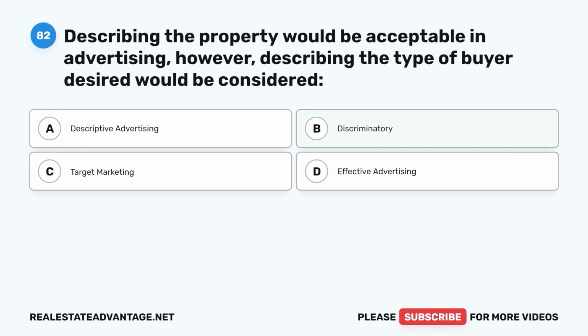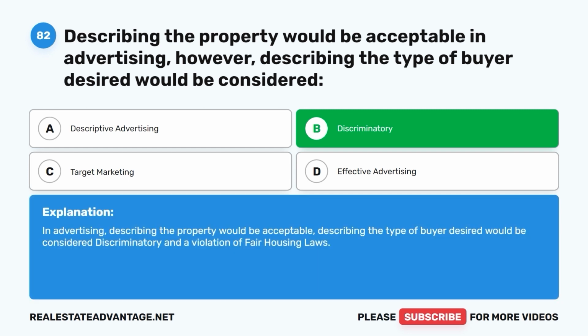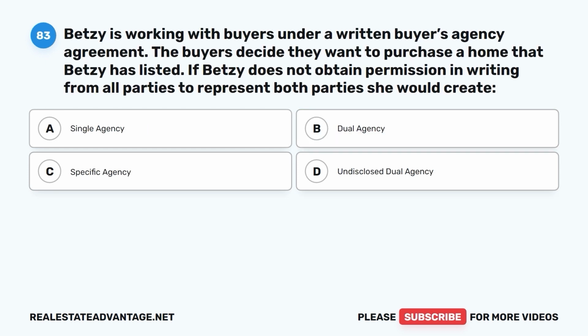The correct answer is B. Discriminatory. In advertising, describing the property would be acceptable. Describing the type of buyer desired would be considered discriminatory and a violation of fair housing laws. Question 83. Betsy is working with buyers under a written buyer's agency agreement. The buyers decide they want to purchase a home that Betsy has listed. If Betsy does not obtain permission in writing from all parties to represent both parties, she would create A. Single agency. B. Dual agency. C. Specific agency. D. Undisclosed dual agency.